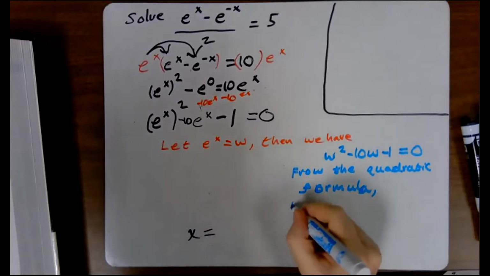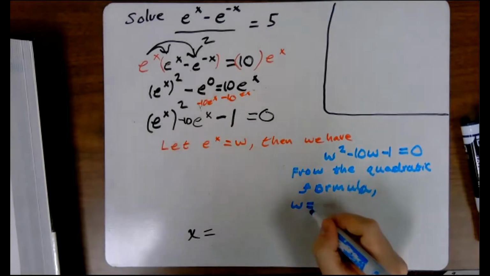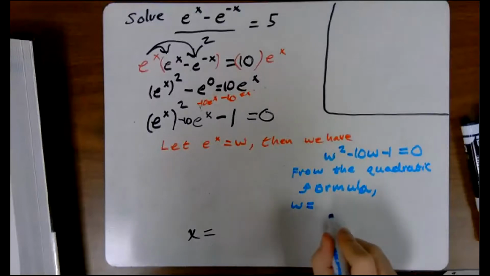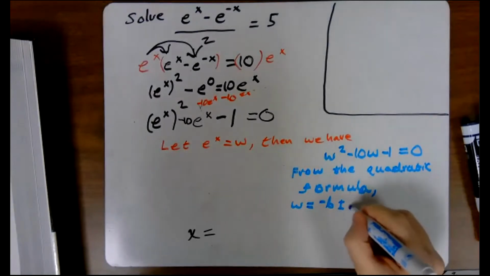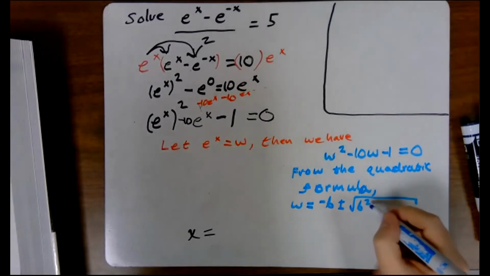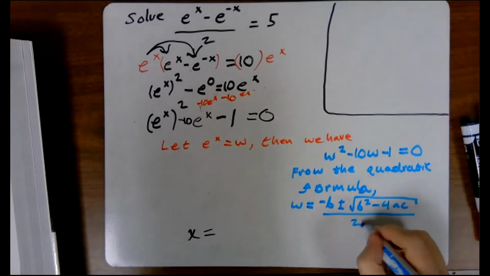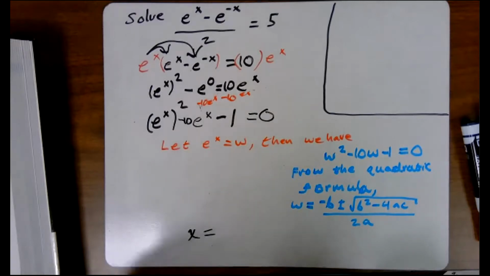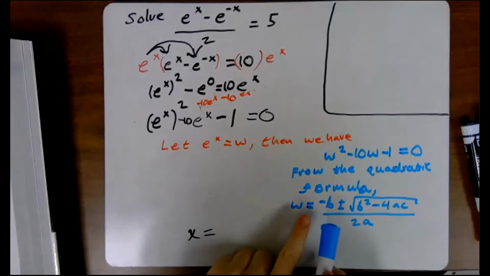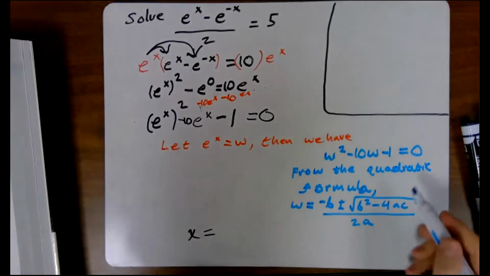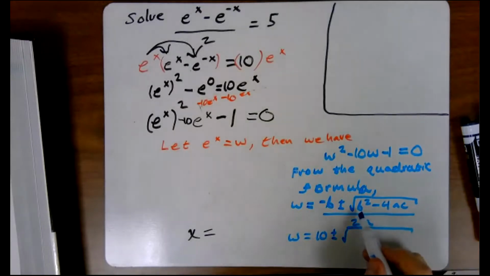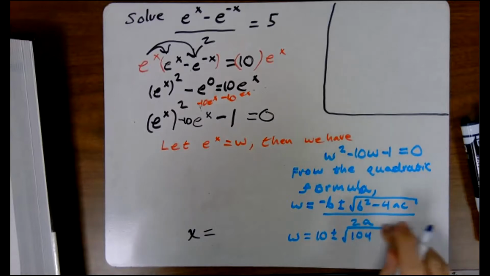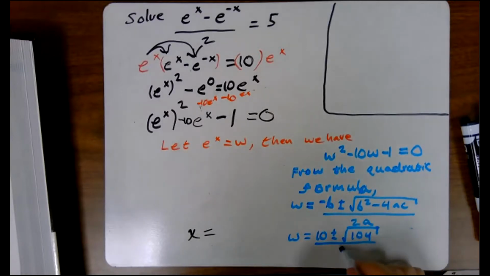So, using the quadratic formula, our variable, usually x but here it's w, is equal to negative b plus or minus the square root of b squared minus 4ac, all over 2a. Okay. Cool. So our b is negative 10. Negative 10 squared is 100, minus 4 times 1 times negative 1, so that's 100 plus 4. It's going to be the square root of 104, all over 2 times 1, which is 2.